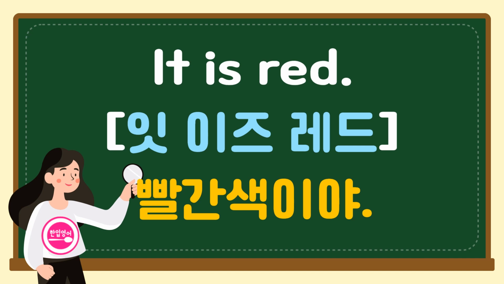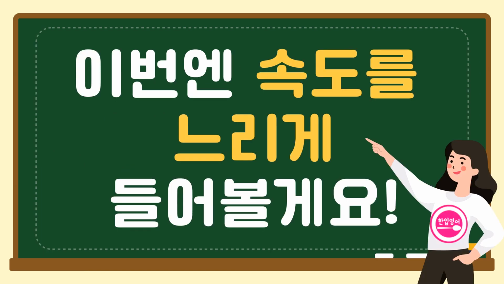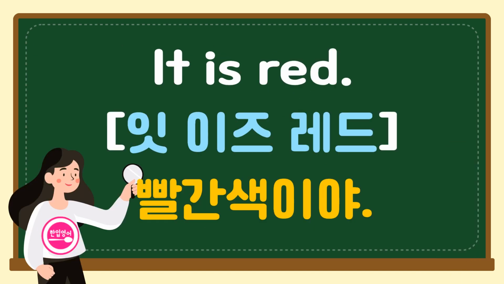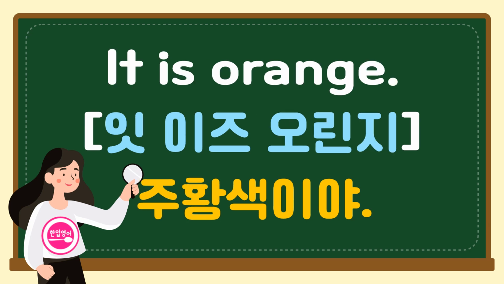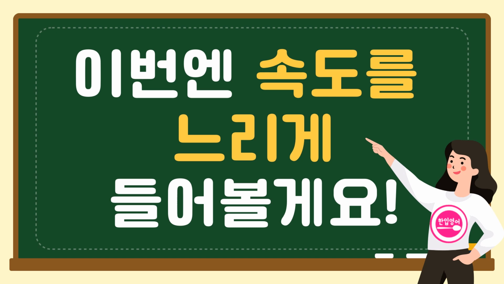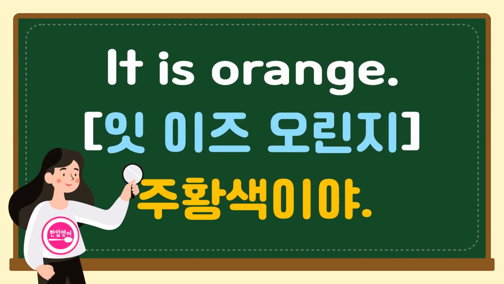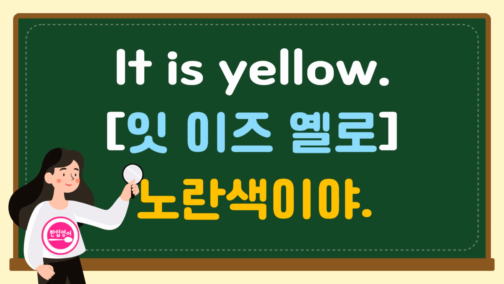It is red. 주황색이야. It is orange. 노란색이야. It is yellow.